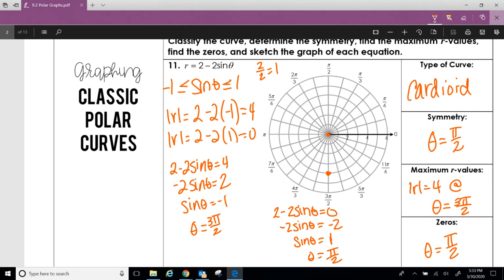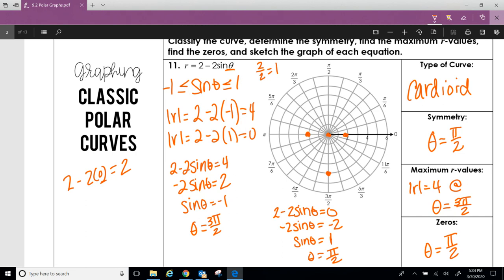Now, I can't really draw a heart shape based just off of this. So I'm going to figure out what about in between these points. We know at pi over 2, we're at the pole, and we know at 3 pi over 2, we're down at 4. What about at, say, 0? Well, what is sine of 0? It's 0. And so I'd have 2 minus 2 times 0, which is just going to be 2. So at 0, we're at 2. Same thing if I plug in pi. What's sine of pi? 0. So we're going to be at 2 as well.